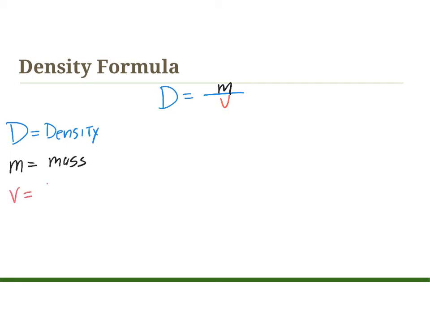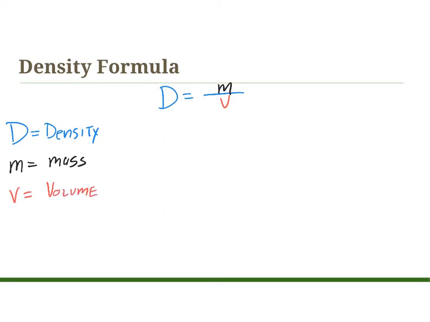But that brings me to talking more specifically about the density formula. So we're going to talk about it here. Density is equal to mass over volume. So D is equal to density, M is equal to mass, and V is equal to volume.